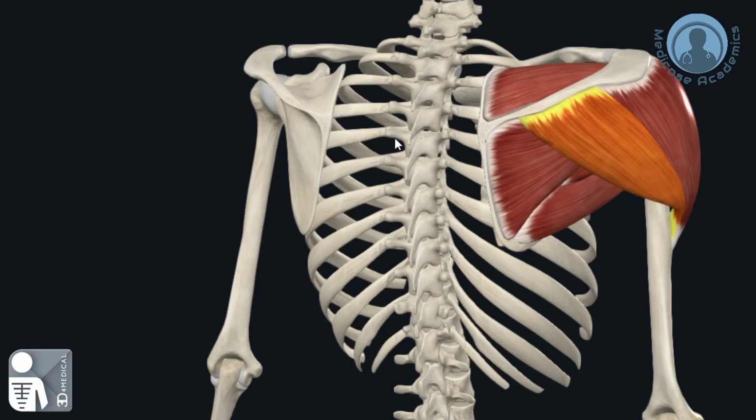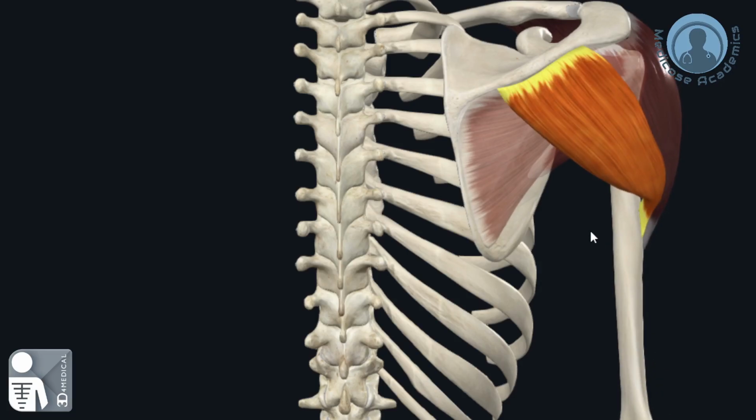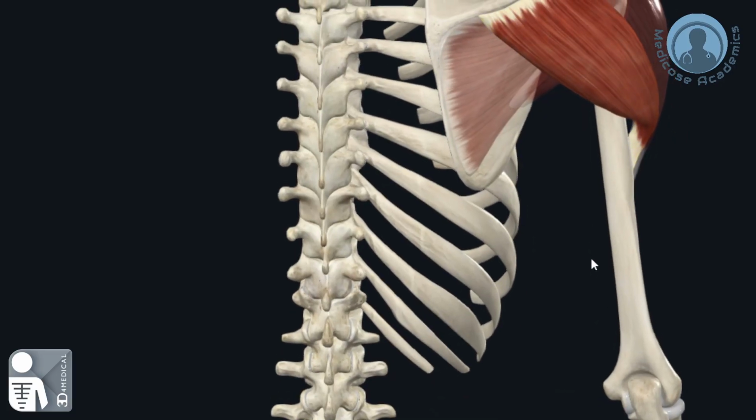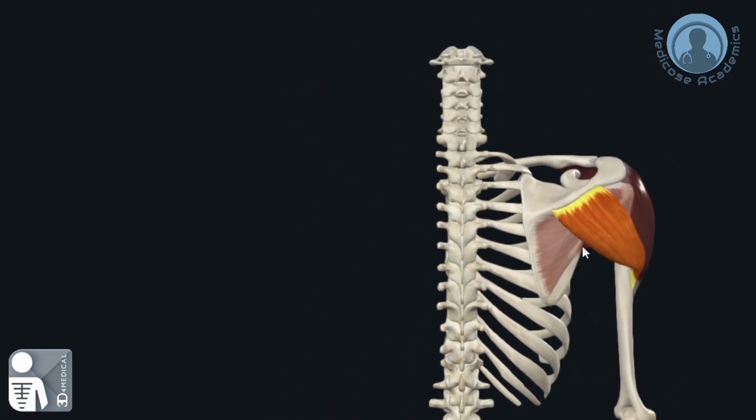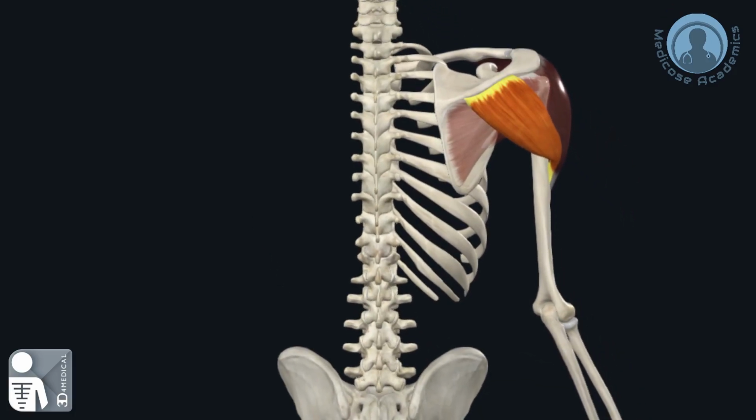Let me show you. Here the lateral aspect is pulled backwards, so there is lateral rotation. You can see the palm of the hand is going to face outward direction. So this is lateral rotation.